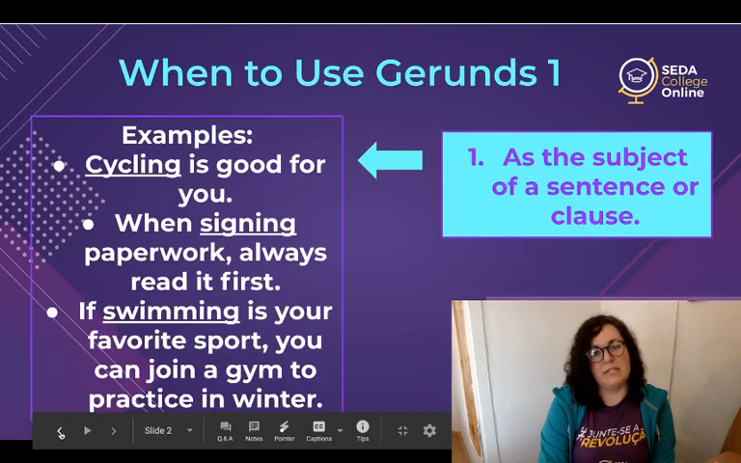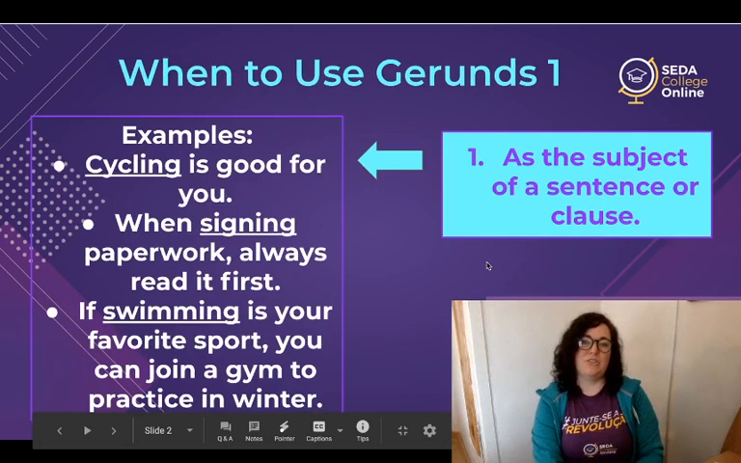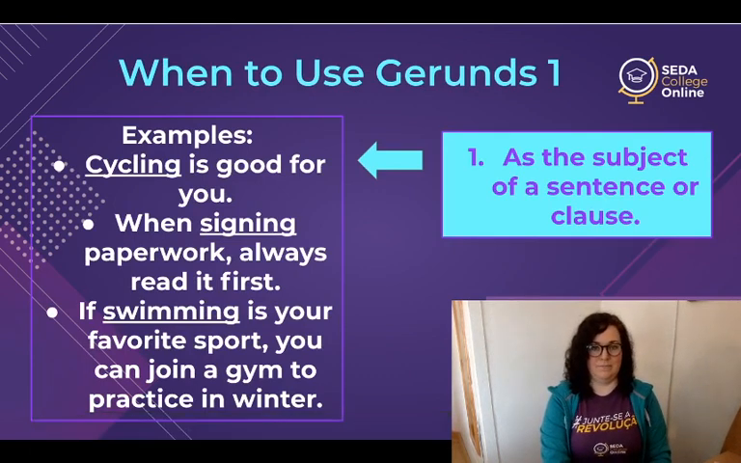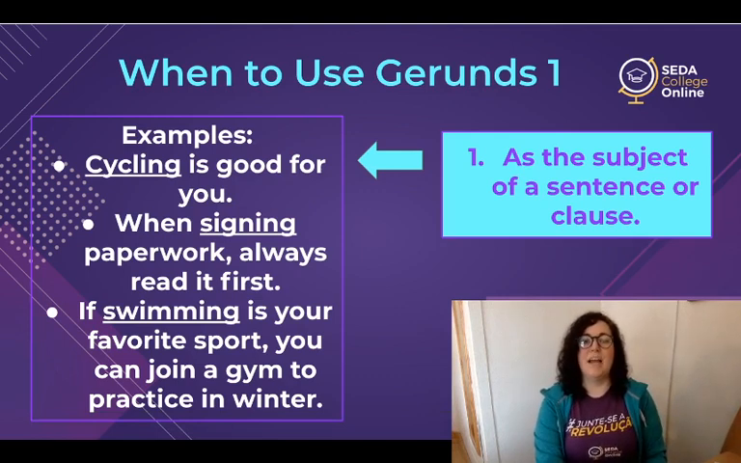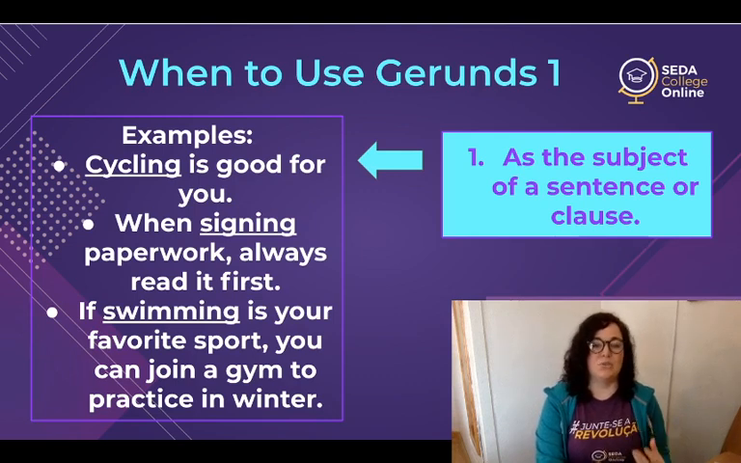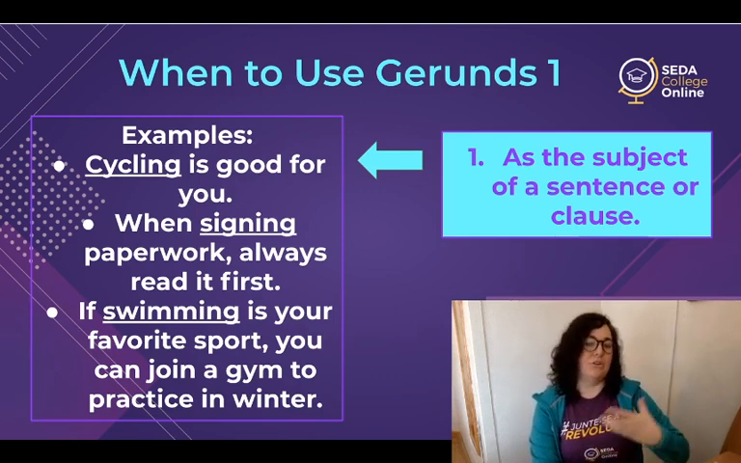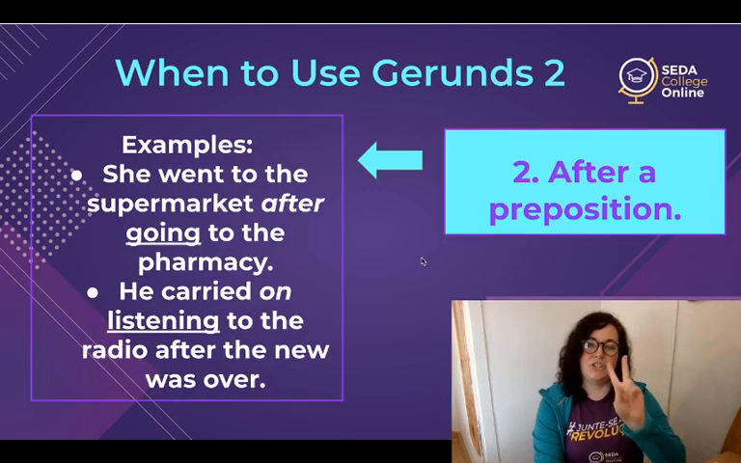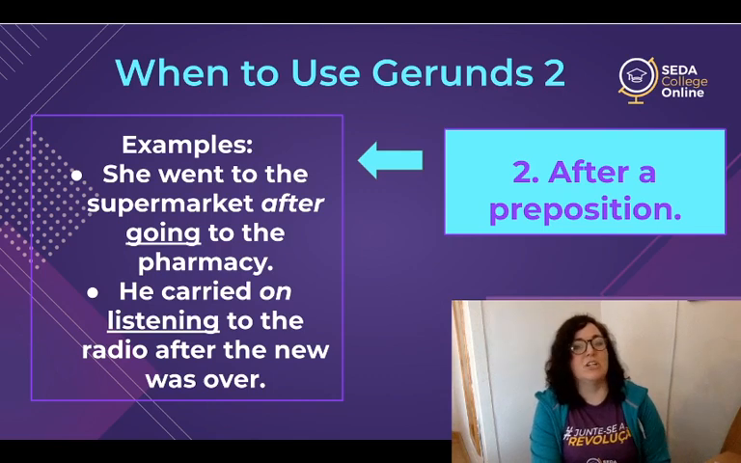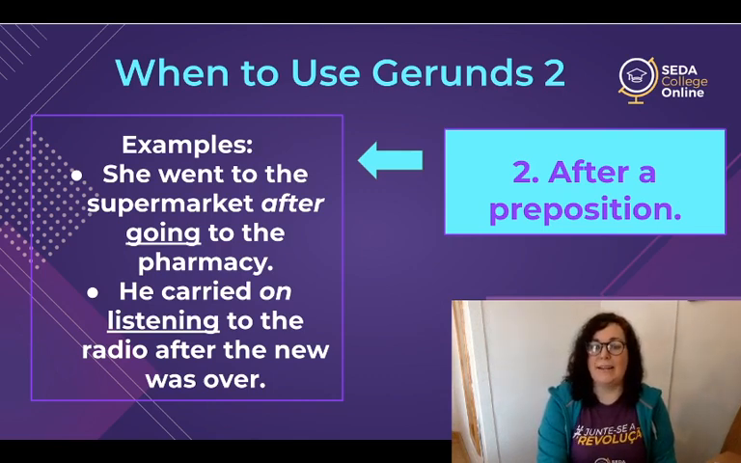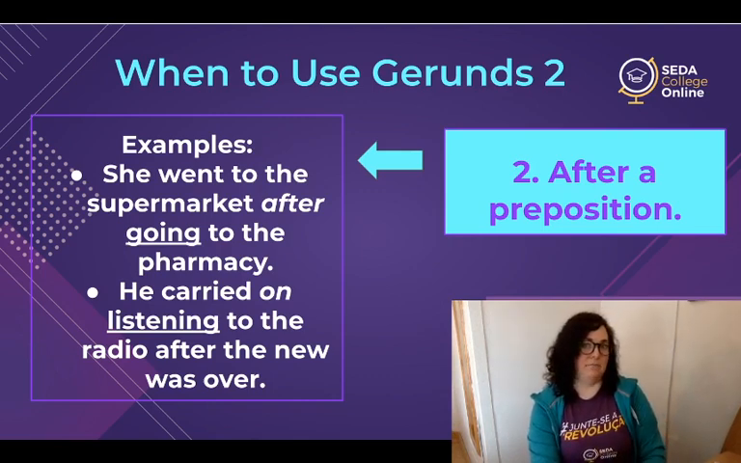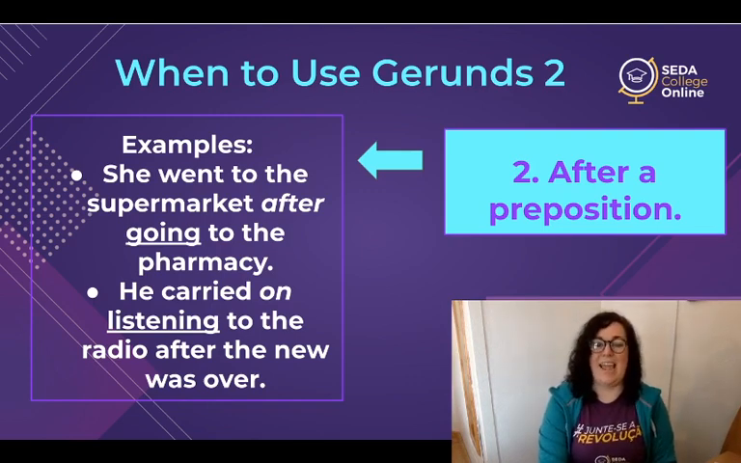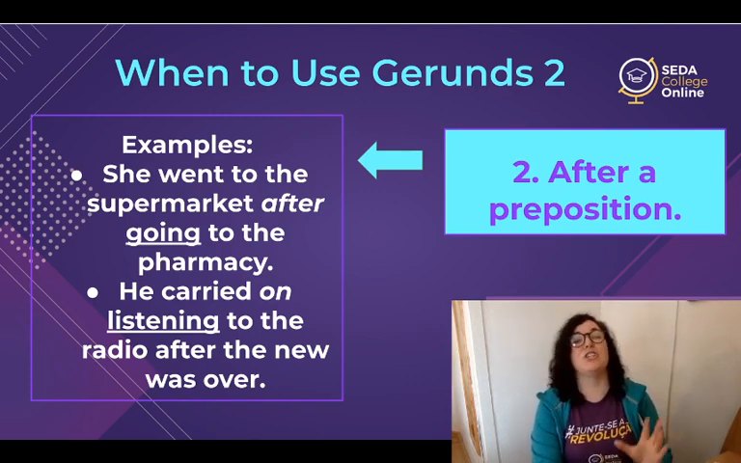while you're practicing. So number 1, remember we can use a gerund as the subject of a sentence or a clause. Cycling is good for you. When signing paperwork, always read it first. If swimming is your favorite sport, you can join a gym to practice in the winter. When to use gerunds 2, after a preposition. She went to the supermarket after going to the pharmacy. He carried on listening to the radio after the news was over.